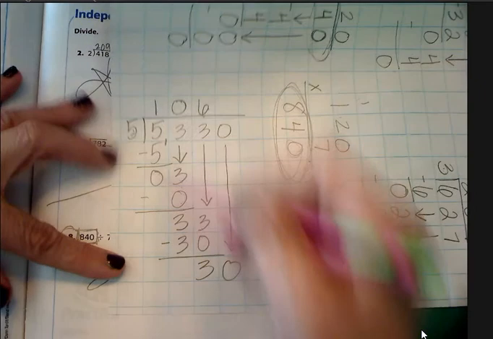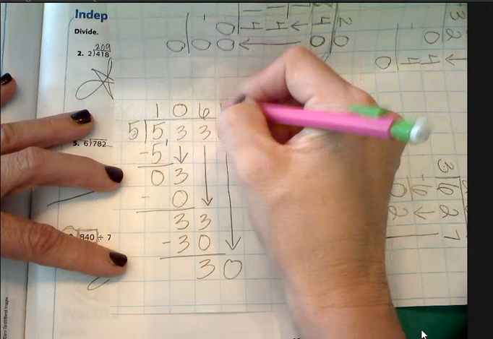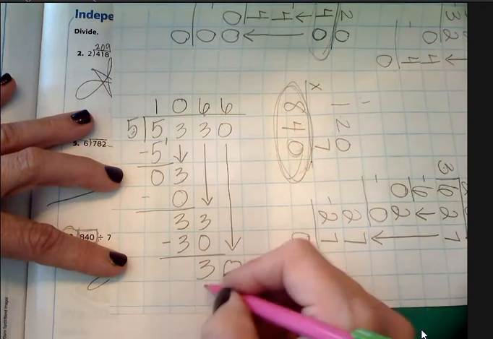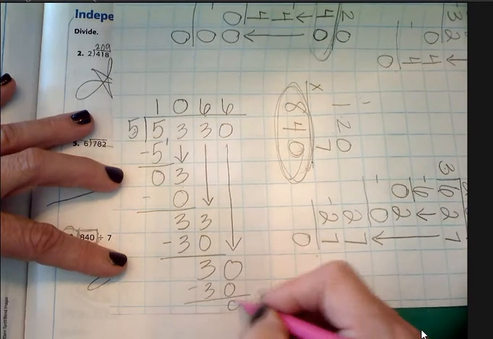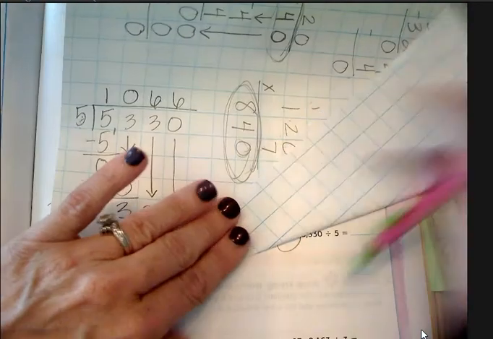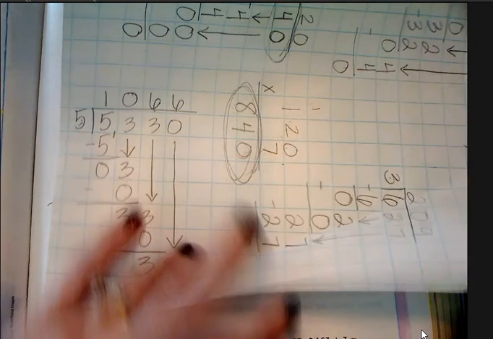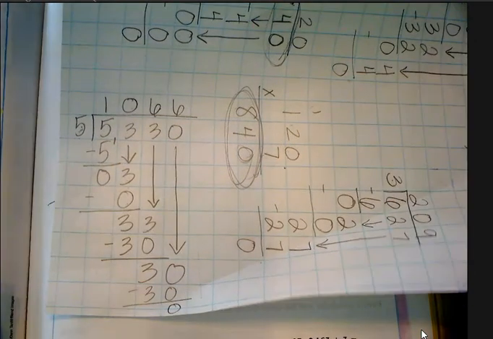Now we have 5 into 30. 30 divided by 5. Oh, we just did that. 6. 6 times 5 is 30. Subtract. 0. There's nothing left to bring down, so there's no remainder. So my answer to this problem is 1,066. 1,066 is the answer to that problem.